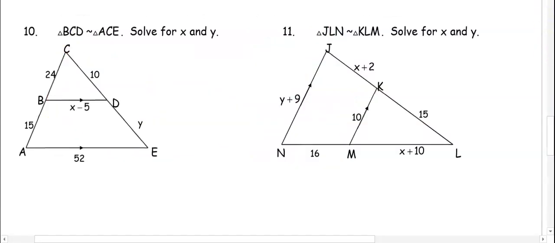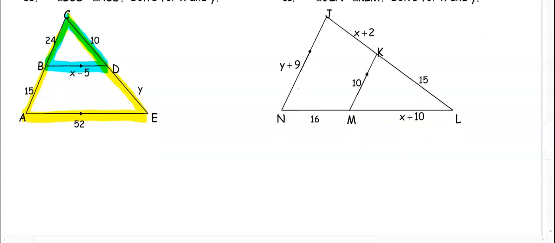In number 10, we have triangle BCD is similar to triangle ACE. We want to solve for x and y. You can either just look at the triangle as is, or if it's hard for you to visualize, you can always redraw the triangles broken apart. So we have BCD, which is 24, 10, and x minus 5.